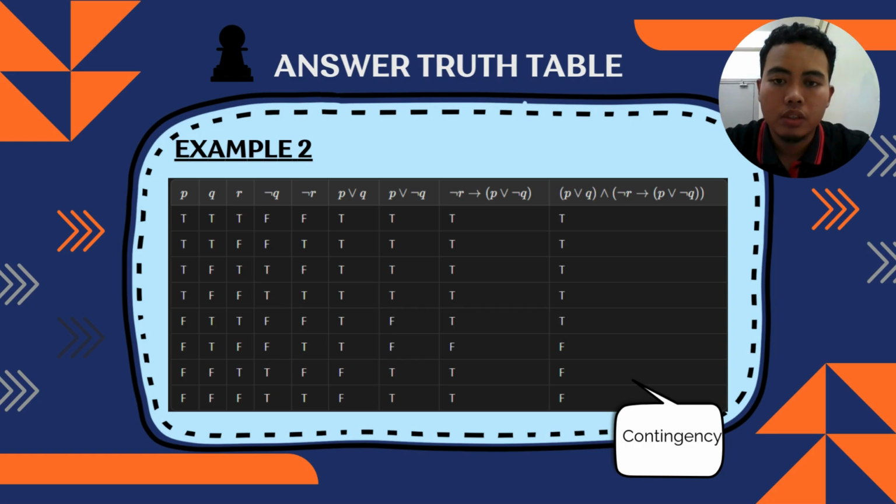Implies is also known as implication. It will be false only if the conclusion is false. The conclusion is the second part of the statement. Like in the question, the conclusion is P disjunction not Q. So if just the P disjunction not Q column is false, then it will be false. Other than that, it will be true. And for the last part, we list down the logical statement.